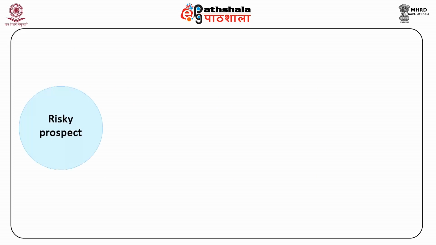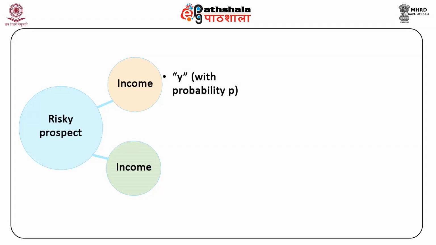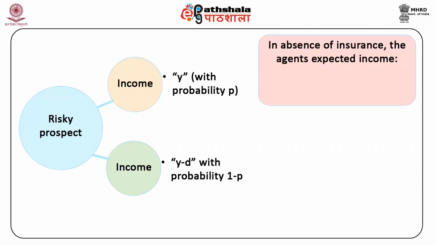Take the example of a risky prospect wherein the income can be either Y with a probability of P or Y minus D with a probability of 1 minus P, where D is the amount of damage. It is assumed that P is greater than 1 minus P. In the absence of insurance, the agent's expected income EY will be EY equals PY plus (1 minus P) into (Y minus D). This works out to EY equals Y minus D into (1 minus P).